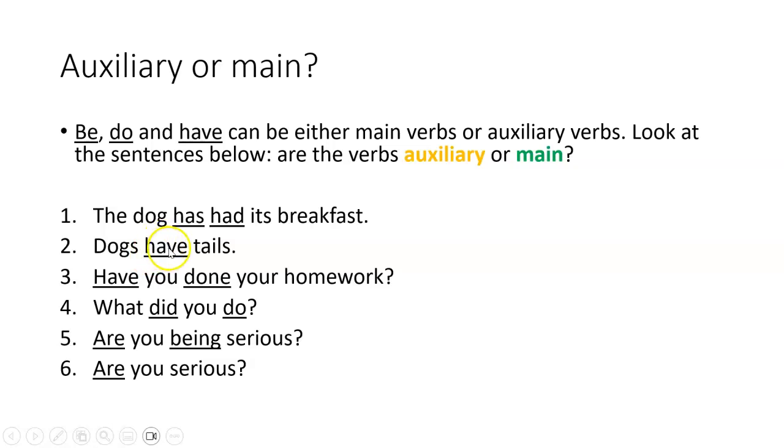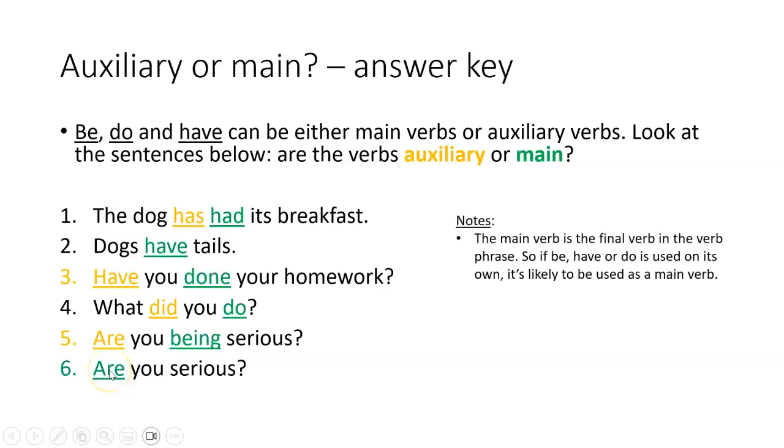Have. Well, there's only one verb here. It has to be the main verb. Here we have 2, and we know that done is the one that really shows us the meaning of the sentence. So this is the main verb. This is our auxiliary. Main, auxiliary, main, auxiliary. Only one verb here. It has to be the main verb.